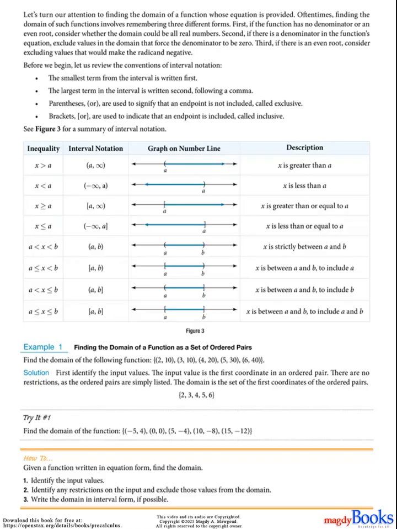Before we begin, let us review the conventions of interval notation. 1. The smallest term from the interval is written first. 2. The largest term in the interval is written second, following a comma. 3. Parentheses, ( or ), are used to signify that an endpoint is not included, called exclusive. 4. Brackets, [ or ], are used to indicate that an endpoint is included, called inclusive. See Figure 3 for a summary of interval notation.